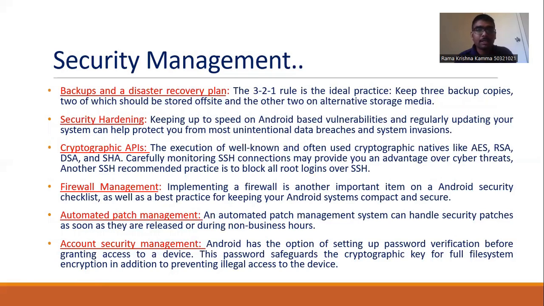Backup and disaster recovery management follows the 3-2-1 rule. We keep 3 copies of the data in two locations, one offsite and one onsite, so that if we have any kind of disaster, we are able to back up the things.